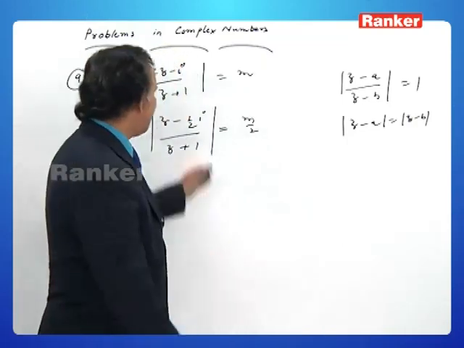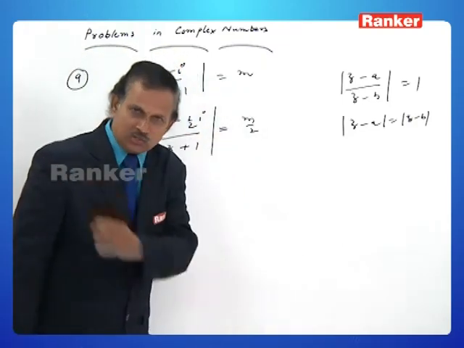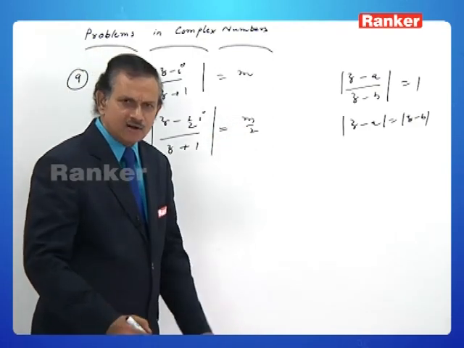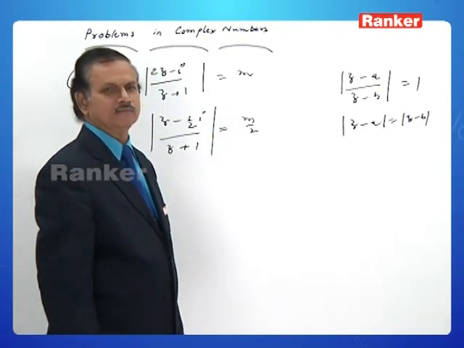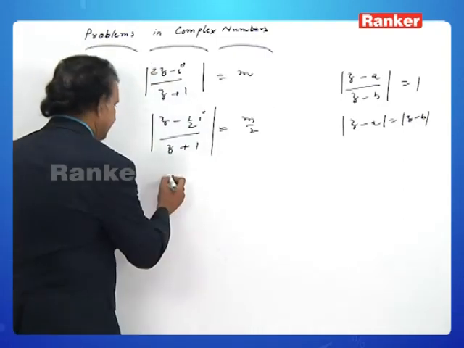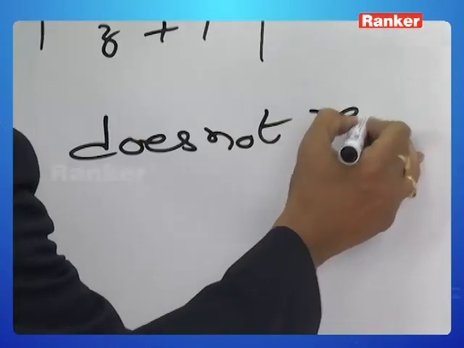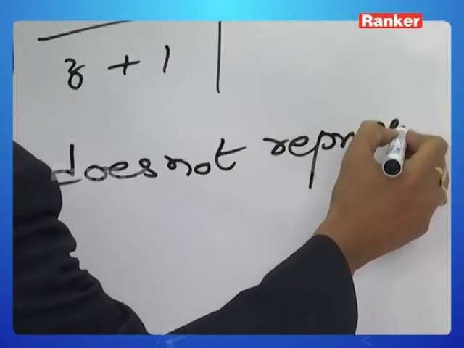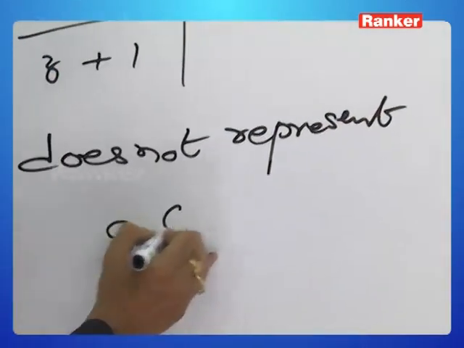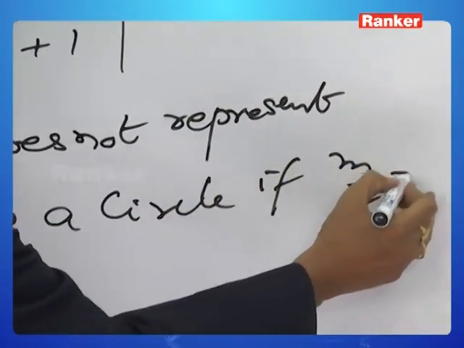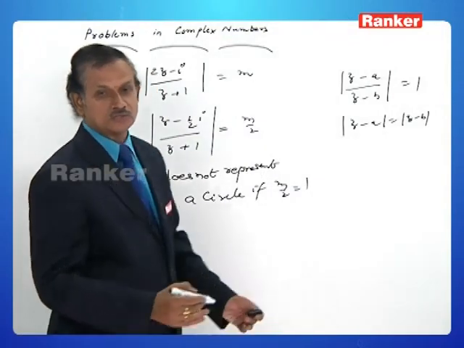You may have to recollect that point. If you want this locus not to represent a circle, then this M by 2 must be 1. It must be 1. It does not represent a circle if M by 2 is equal to 1, that is M is equal to 2.